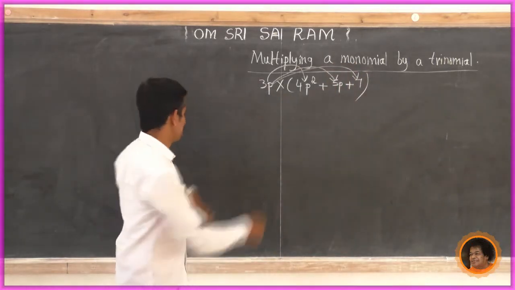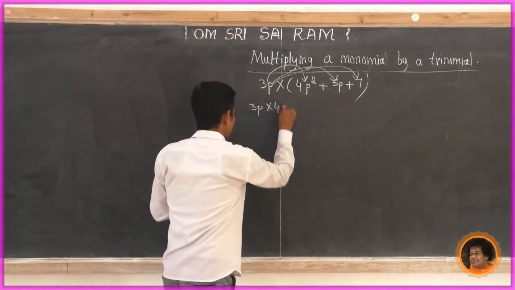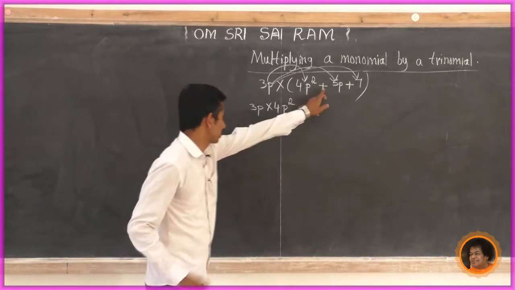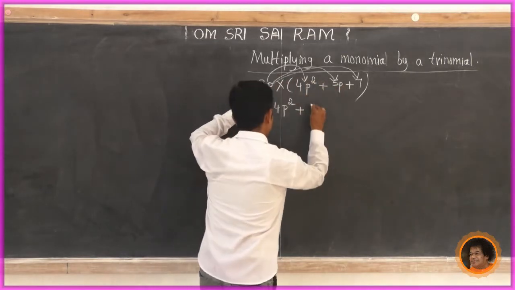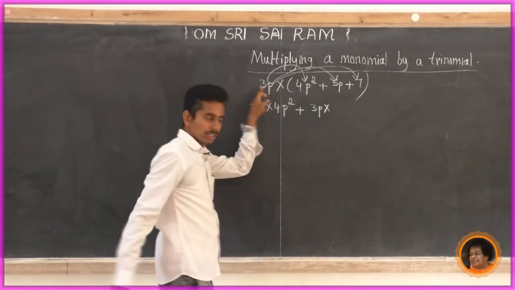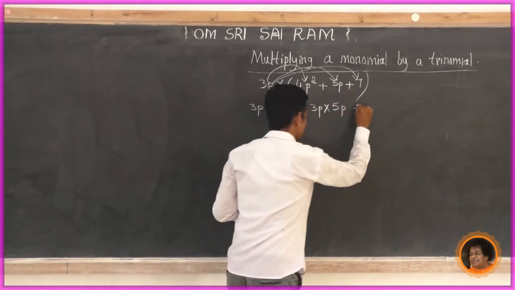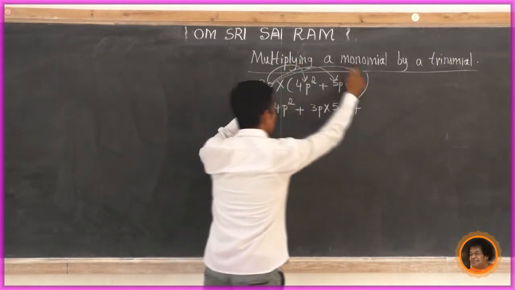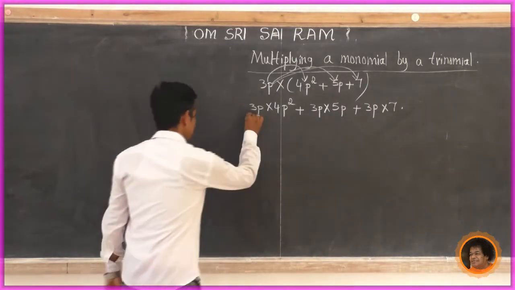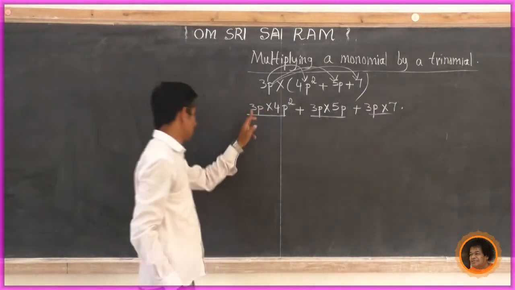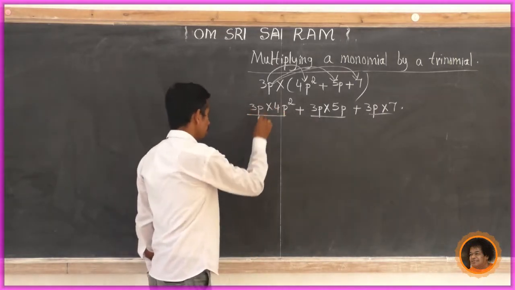Now write it down. 3p into 4p squared, after that there is a plus sign, so plus. Now 3p into 5p, then there is a plus sign, so plus. Now 3p into 7. This is the first, second and third. First multiply the numbers: 3 into 4, 3 fours are 12.